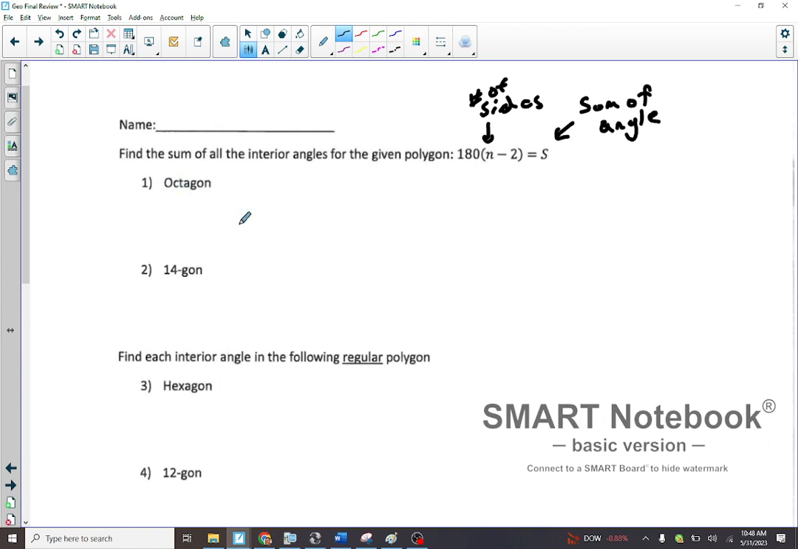Okay. First off is an octagon. How many sides does the octagon have? 8. Think of an octopus for an octagon. Hexagon is 6, so octagon is 8. So I know it's 8 sides. So I'm going to do 180 times 8 minus 2 equals my answer. I'll do 8 minus 2 first. 180 times 6. 600 plus 480. 1080.